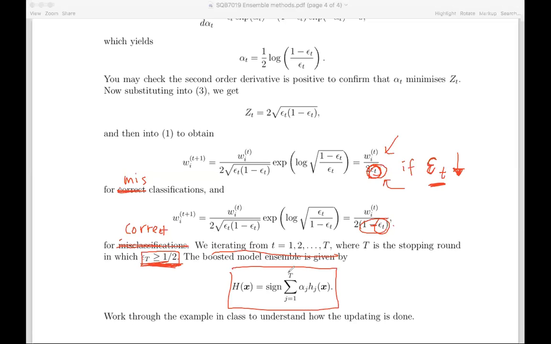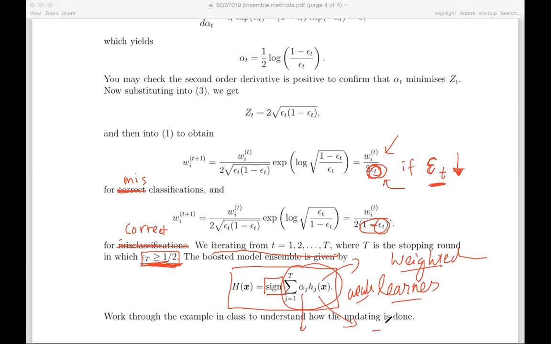boosted ensemble model is given by the following. Take the sign of this weighted sum of weak learners. So this is the confidence, right? It tells you how much faith you want to put in a particular weak learner, and then you kind of average them. Okay, so if at the end you get minus 2.3, the sign will be minus 1, right? So you'll predict minus 1. If you get something like 2.9, the sign is positive 1, right?